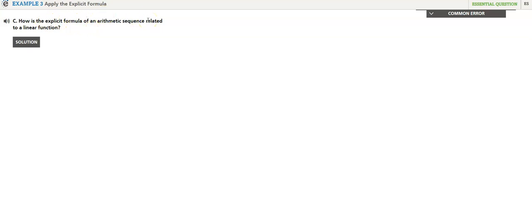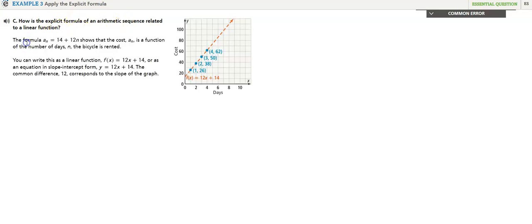Okay, so you've learned a lot about recursive and explicit formulas, but we want to go ahead and connect this back to linear functions. The explicit formula of an arithmetic sequence is very similar to a linear function because I can graph the points. It doesn't quite work the same way. There isn't really an initial value. There's a first term, but that's not the same thing as your y-intercept.